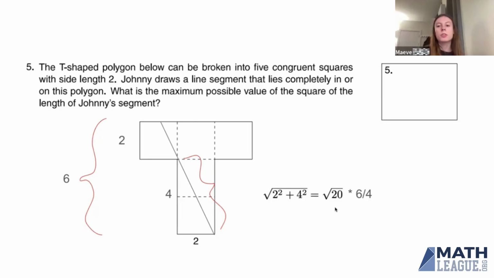Now, the square root of 20 times 6/4. Remember that we're looking for the square of the length of the segment, not just the length of the segment. So we may as well square this before we mess around too much with it. We'll simplify 6/4 to 3/2. So 20 times 9/4: the square root of 20 squared is 20, and 3/2 squared is 9/4. 20 times 9/4 is 5 times 9, which is 45. So that is the maximum possible value of the square of the length of Johnny's segment, and that is the answer.